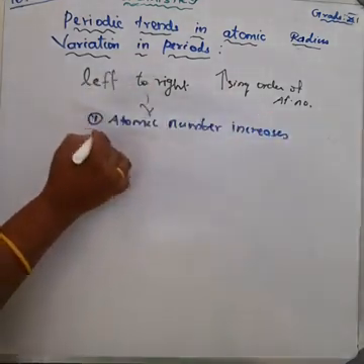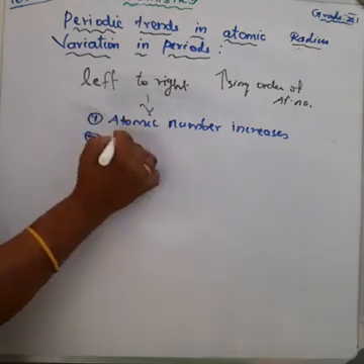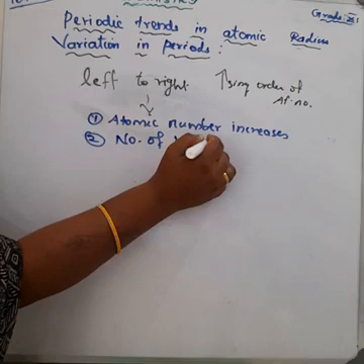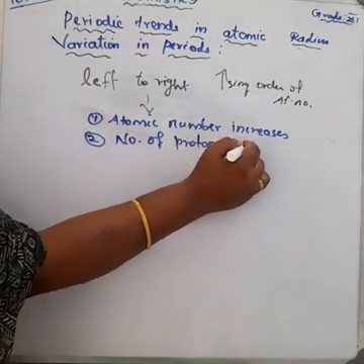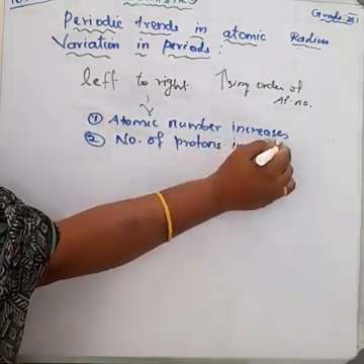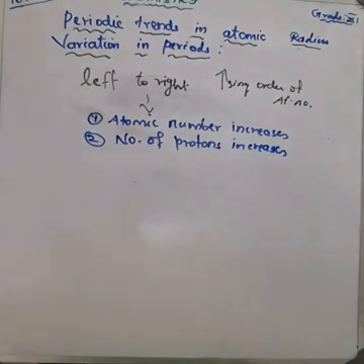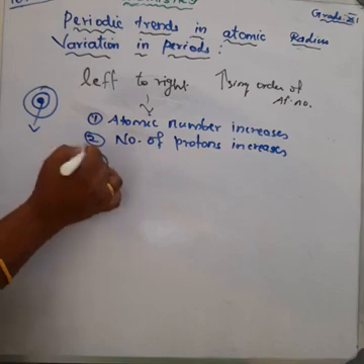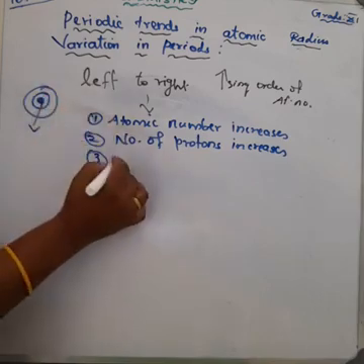As we move from left to right, the atomic number increases, and the number of protons also increases. As the number of protons increases, the nuclear charge also increases.